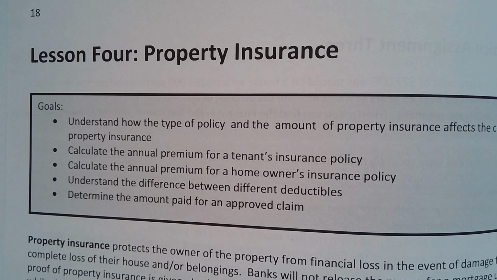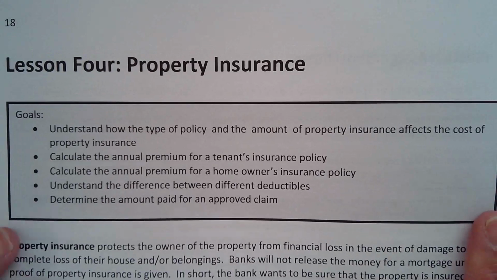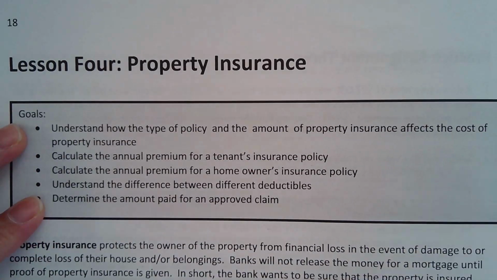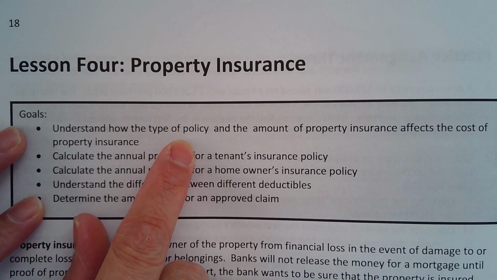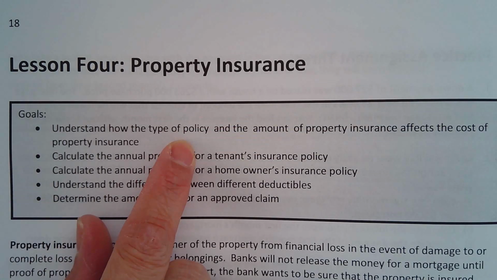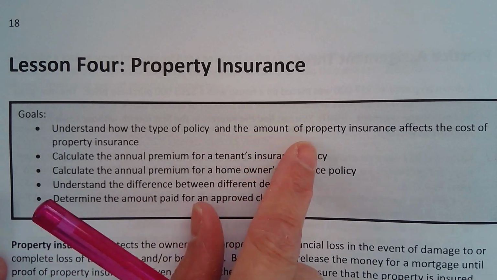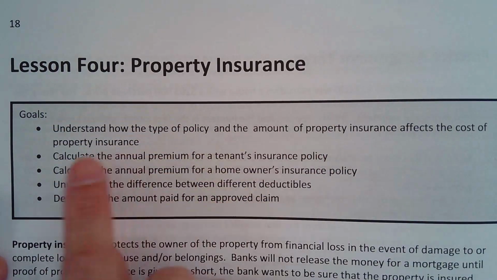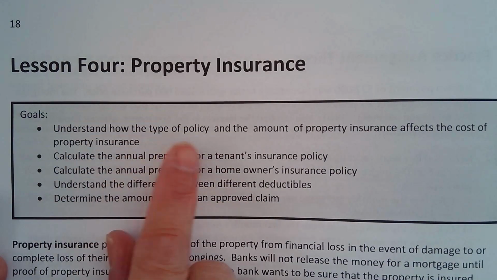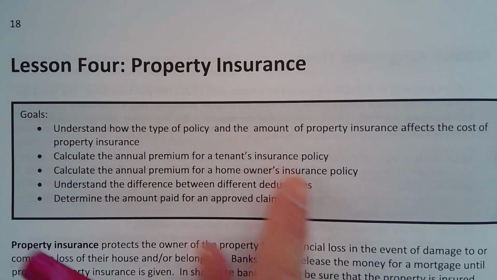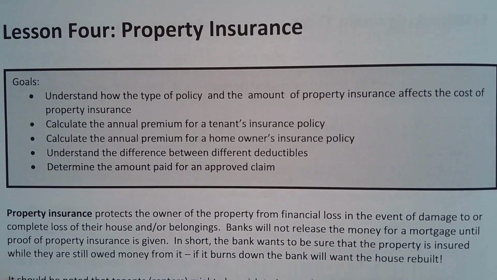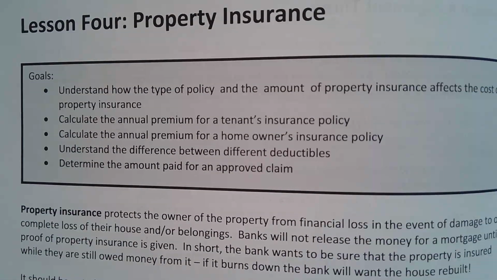Let's talk about the goals for today first. Our goal is to understand how the type of insurance, the type of policy, and the amount of property insurance affect the cost of the property insurance. For the type of policy, there are two different kinds. We will talk about those two. And the amount of insurance that we buy affects the cost of property insurance. It's called a premium.